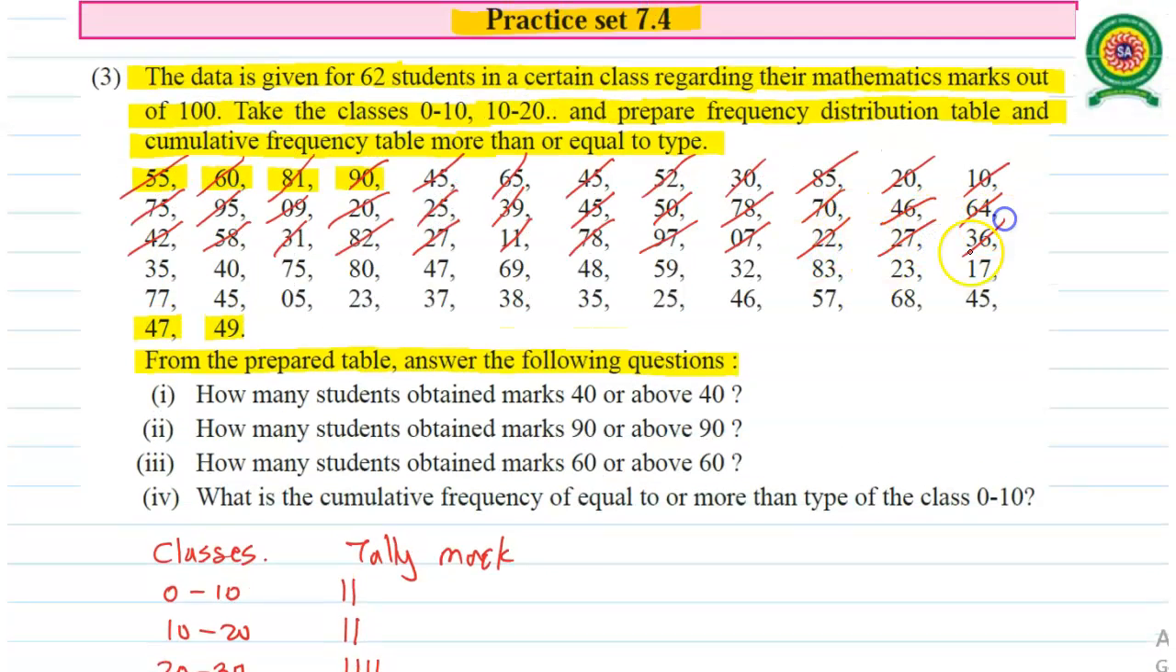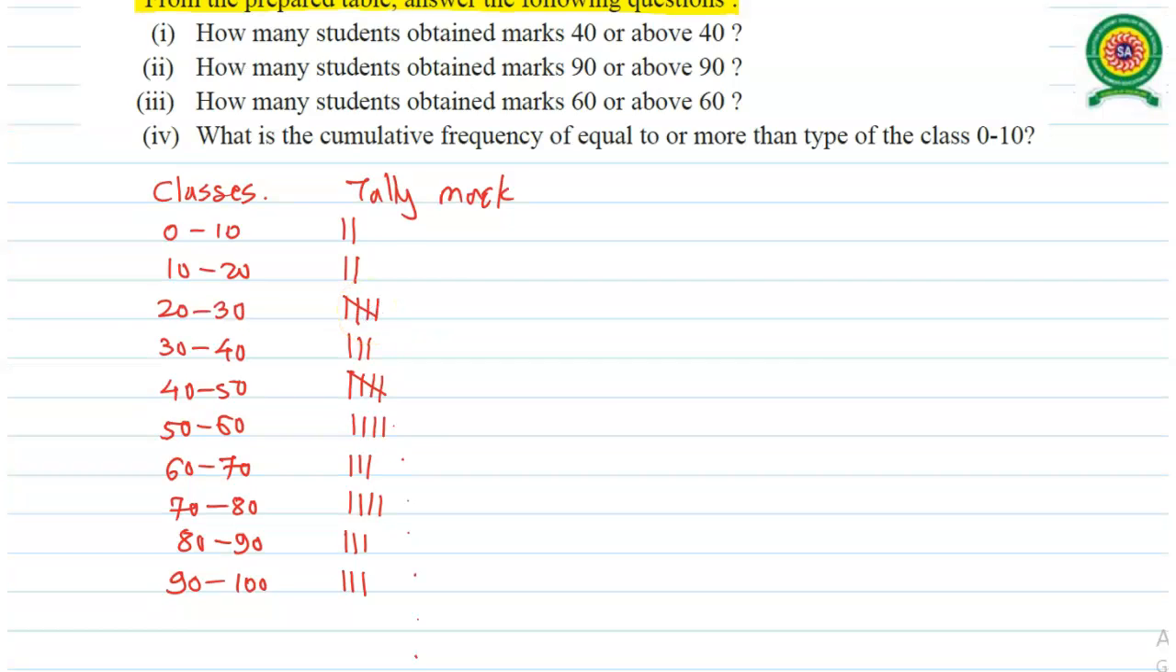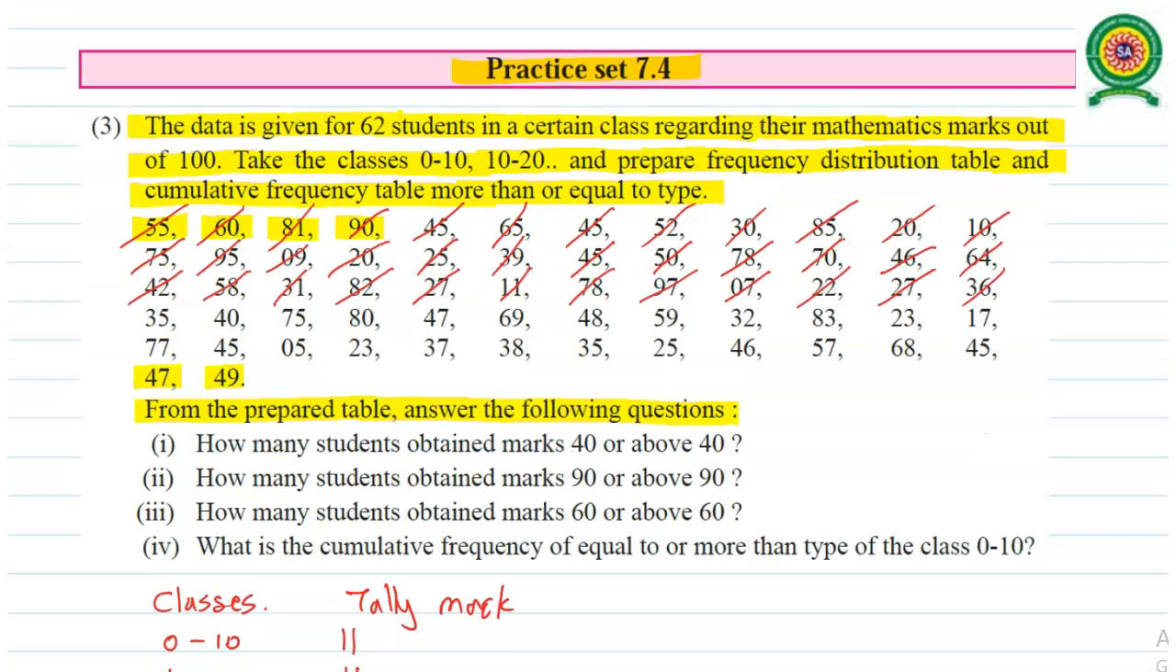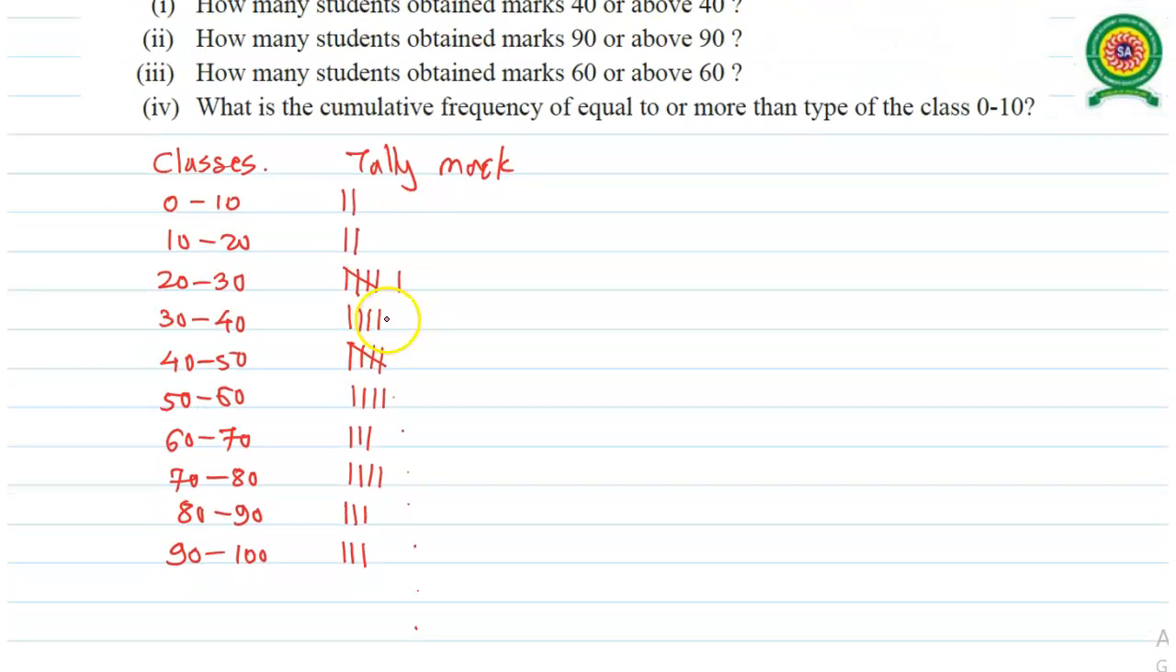Then 22, 27, 36. So 22 in the class 20 to 30. Sets of 5 lines together complete one tally mark set. After that we have 27, so 27 comes in the class 20 to 30 again, and at last 36 comes in the class 30 to 40. Now look at the fourth row. We have 35, 40 and 75. So 35 comes in the class 30 to 40. 5 lines together complete one set of tally mark. Now 40, the class which has a lower limit of 40, so 40 is included in that class. Now the 75, 70 to 80. Sets of 5 lines together complete one tally mark set.